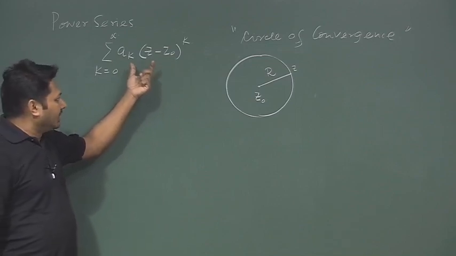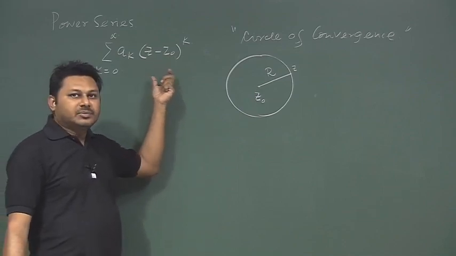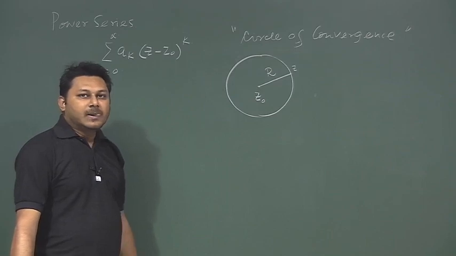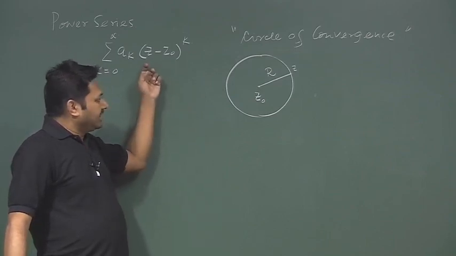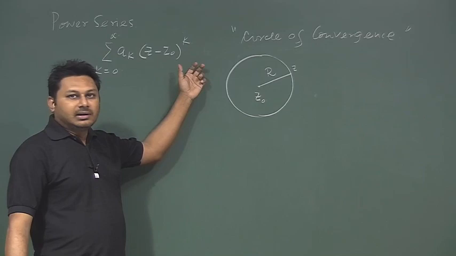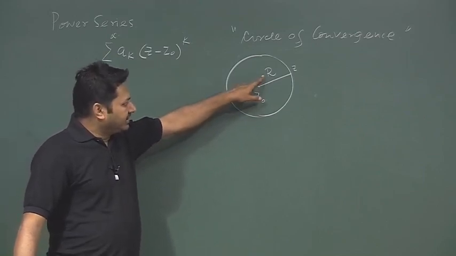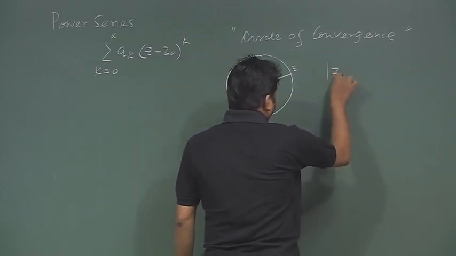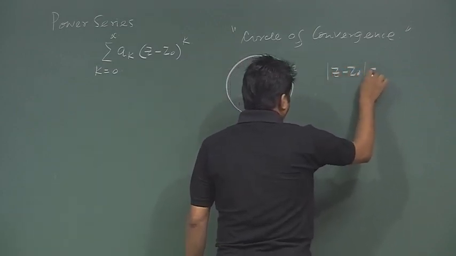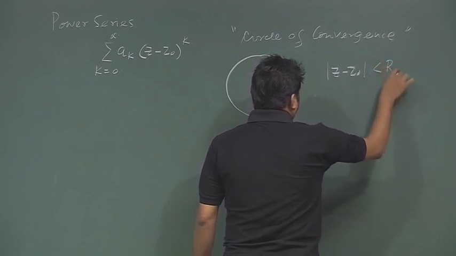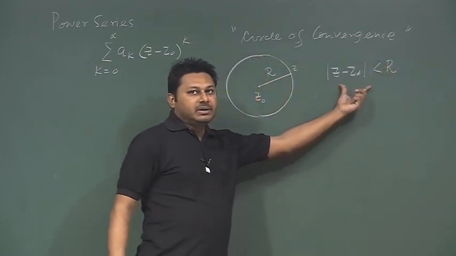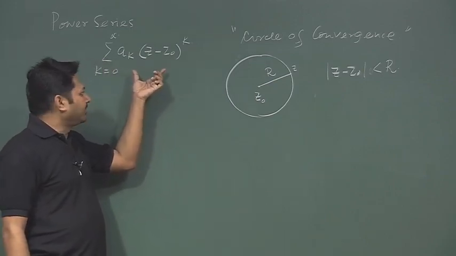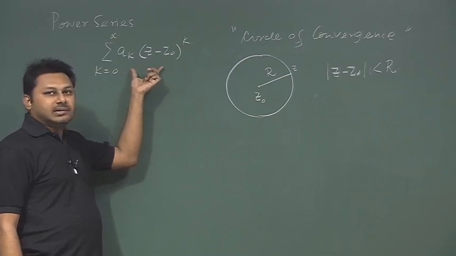In order to have convergence of this series, we should have something called the circle of convergence, and the point is that you can't take any z and expand in this series. There should be some restriction, and this restriction is coming through this r. So, mod of z minus z0 is less than r. This is your limit for which you are able to expand a function in a power series.